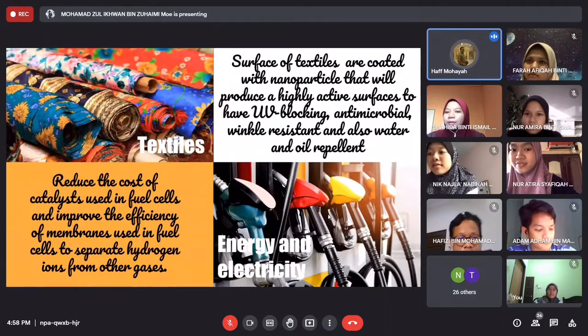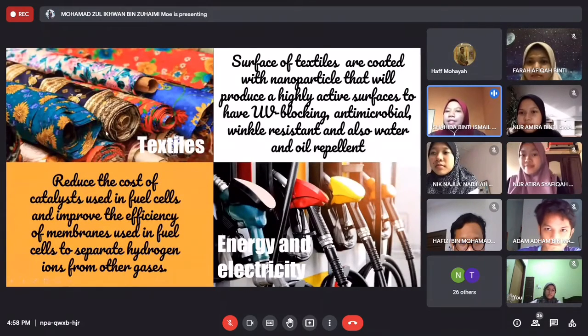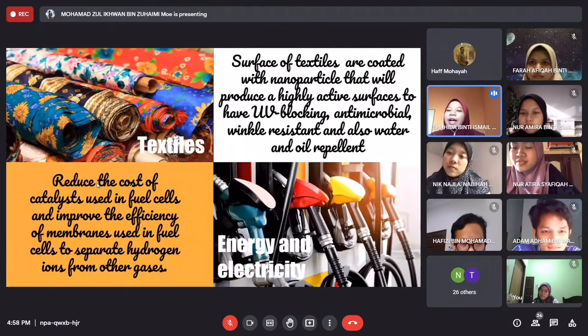Okay. And lastly, energy and electricity industry. It is to reduce the cost of catalysts used in fuel cells and improve the efficiency of membrane used in fuel cell to separate hydrogen ions from other gases. Okay, good.